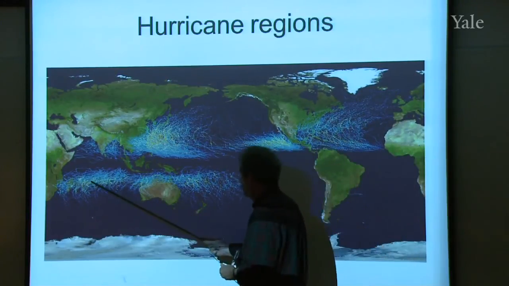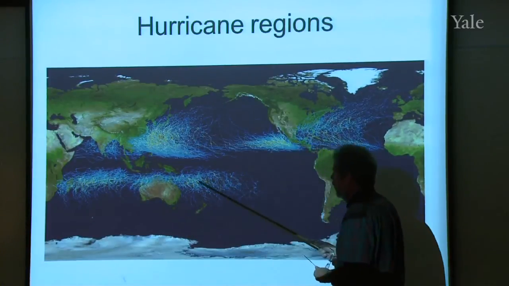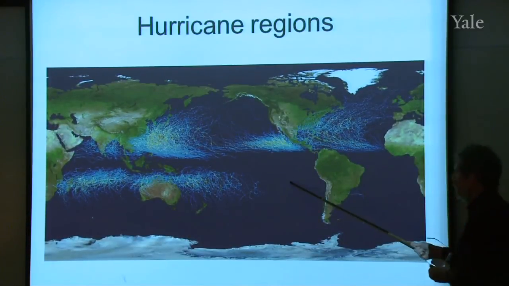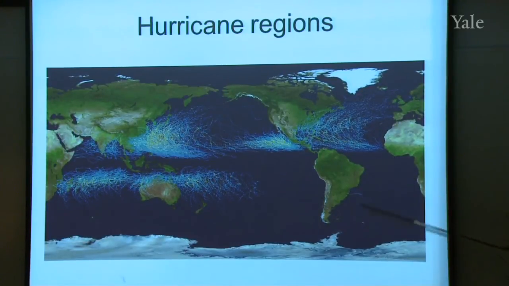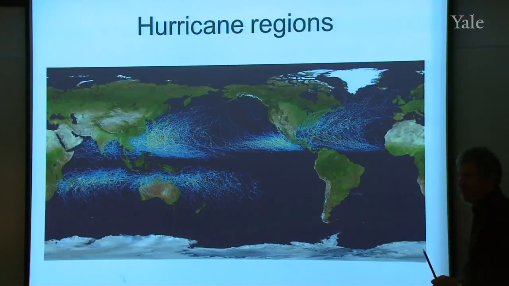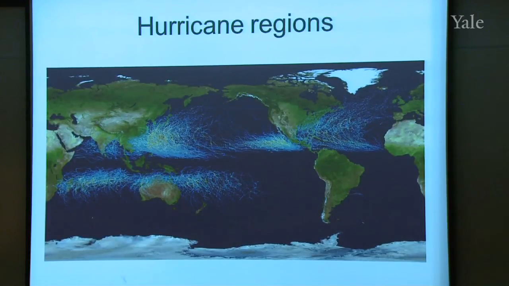You get them in the Indian Ocean. You get them in the west tropical Pacific. You don't get them in the east at all. And I would have said you don't get them in the Atlantic, but there was one about 4 years ago. It was the first ever reported hurricane in the tropical South Pacific, and they've got that one marked in here.